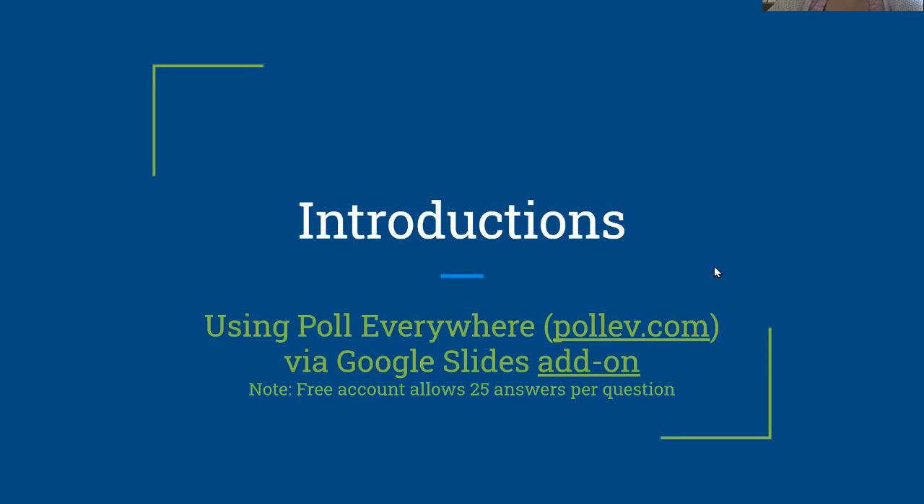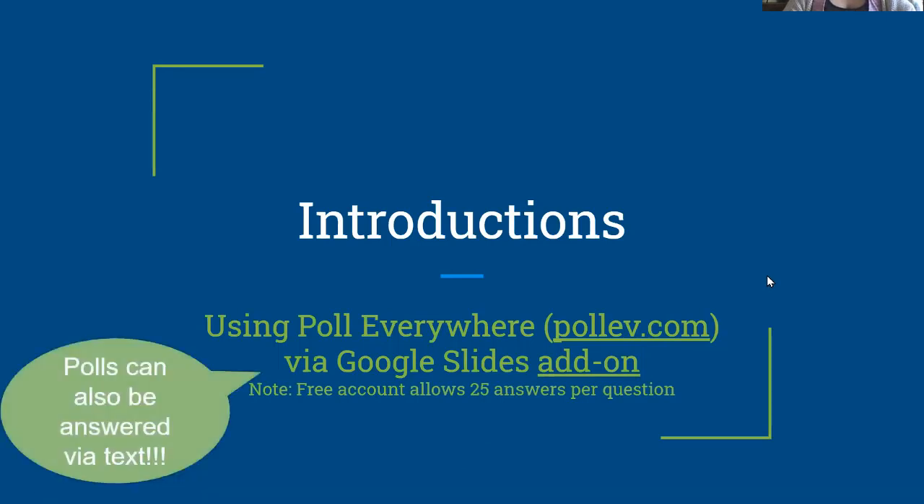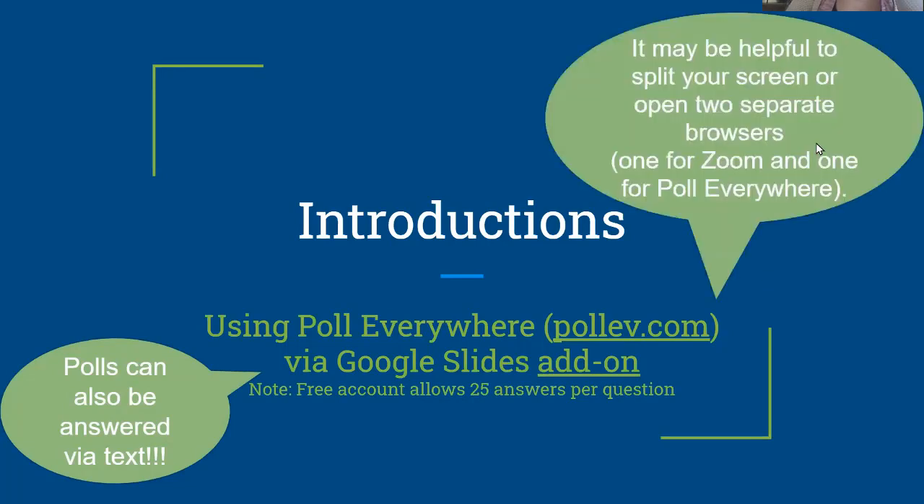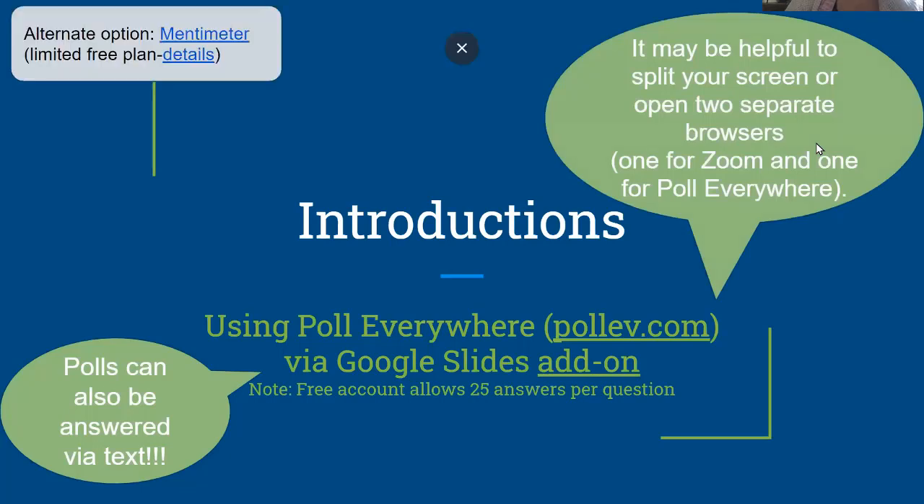So if you want to open a new browser, you can go to pollev.com. There's also the link in the agenda, and just some things to know that polls can also be answered by text using Poll Everywhere. So students can be on their computer or they can be on their phones. Again, it might be helpful to open 2 separate browsers, one for Zoom, one for Poll Everywhere. An alternate option is Mentimeter, but they do have limited free plans.